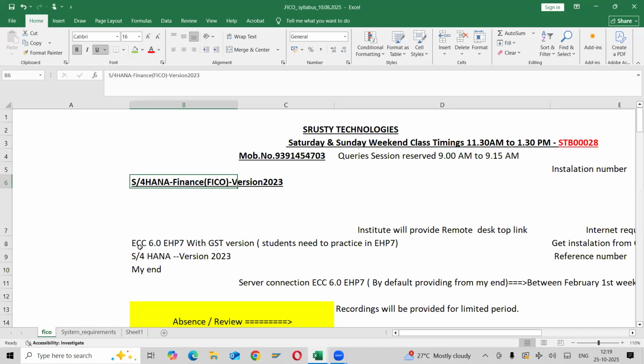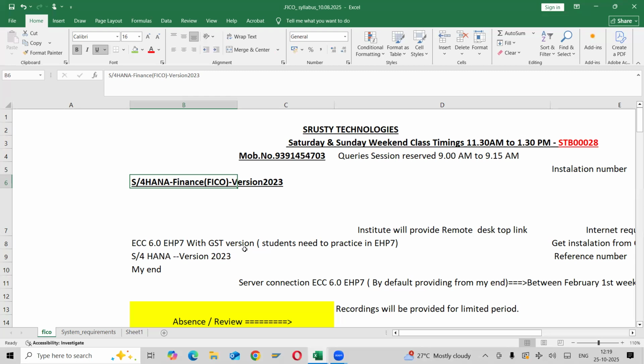That's the reason I'm going to cover ECC 6. EHP 8 is the latest version, but we are covering EHP 7 with the tax module. With the tax module, there is not much difference between EHP 8 and EHP 7. So the tax module is introduced, that is the reason I said GST version, tax version. And for the S4 HANA version we are going to cover 2023. If before closing your batch any new feature is added and they have released 2025, then definitely I'll cover that also.